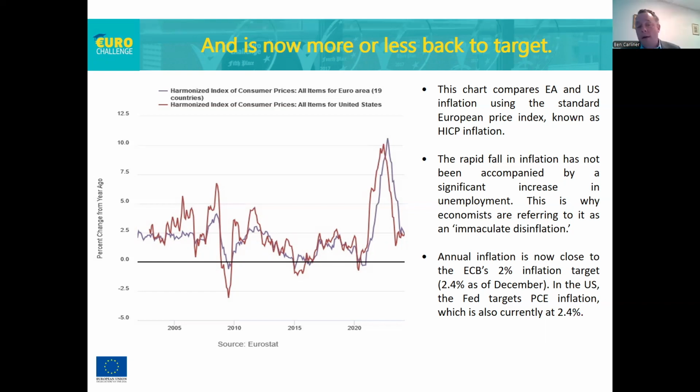But it turns out that as of December, inflation in Europe, HICP inflation, is 2.4%, and PCE inflation in the United States, which is what the Fed targets, also happens to be at 2.4%. So they can diverge a little bit, but not that much. But keep in mind when you're looking at the statistics that you want to be comparing the same thing or similar things.